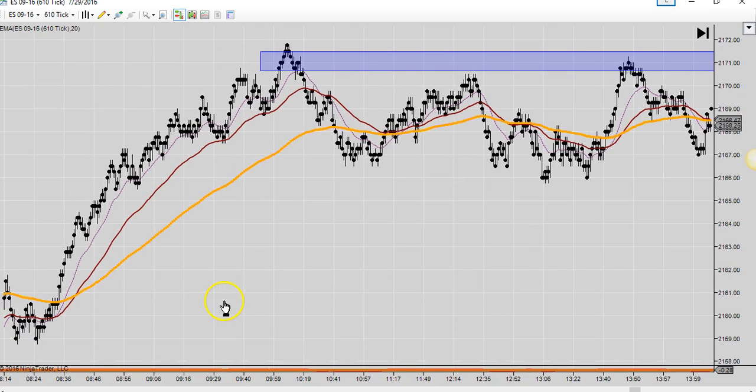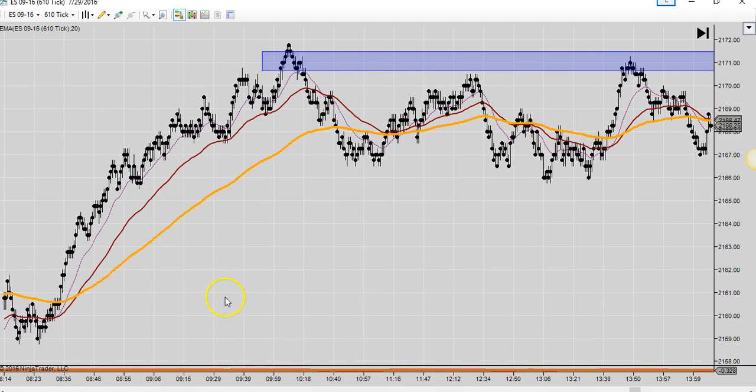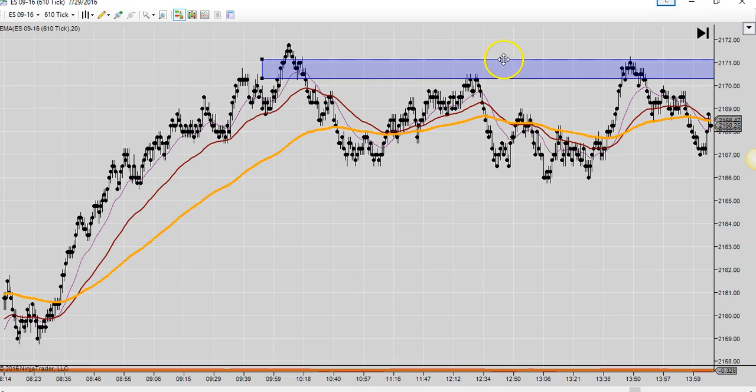So the same exact thing can happen with a resistance area. A resistance area is when there is a trend going up and the market starts to revisit or hit the same area over and over and over again. In this case, we have a really nice resistance area forming. Look, there's this one hit, then it revisited it, okay?